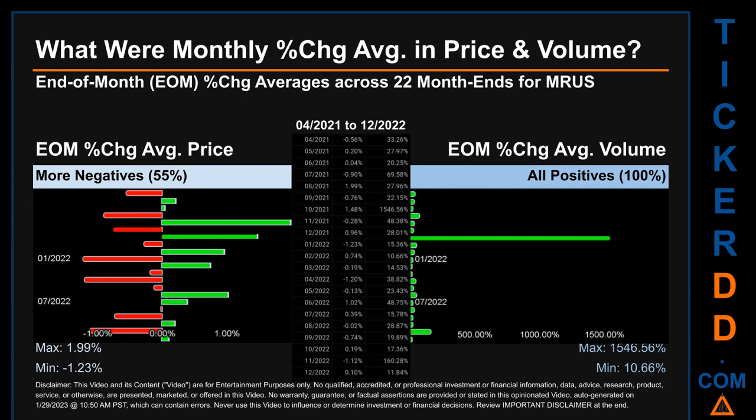Price saw an end-of-month max of 1.99% in average percentage change, along with a minimum of -1.23%. For volume, the maximum and the minimum monthly percentage change were respectively 1546.56% and 10.66%.